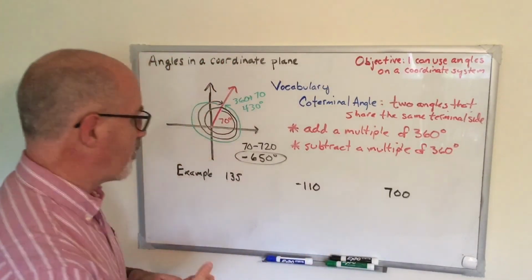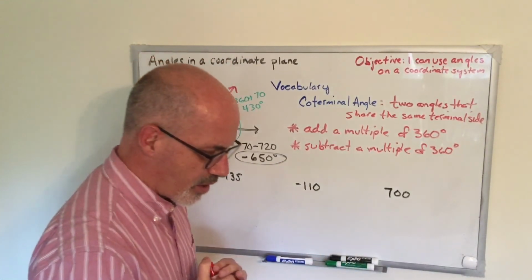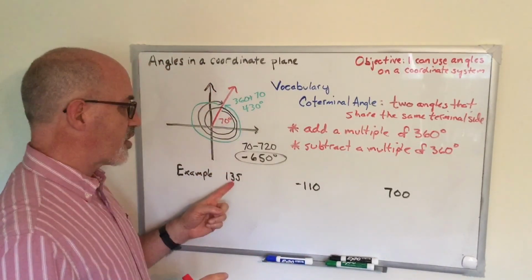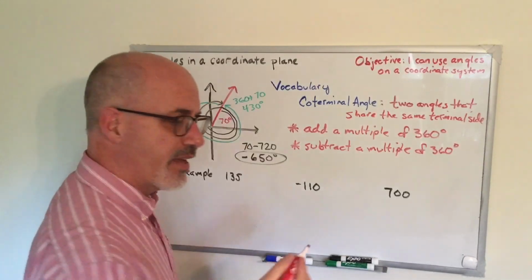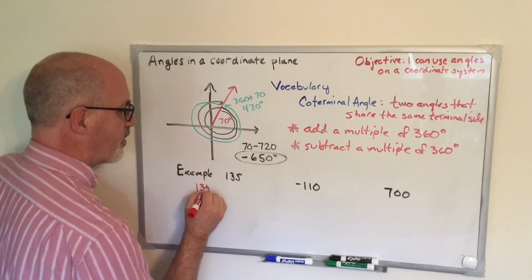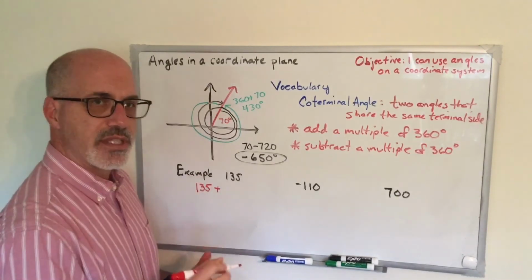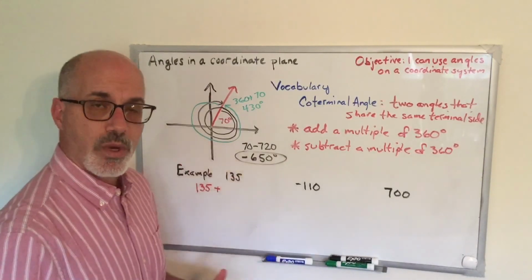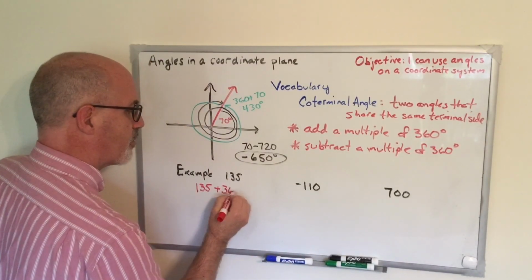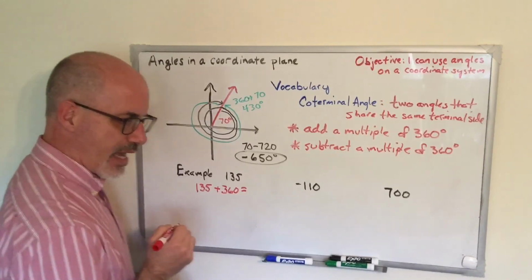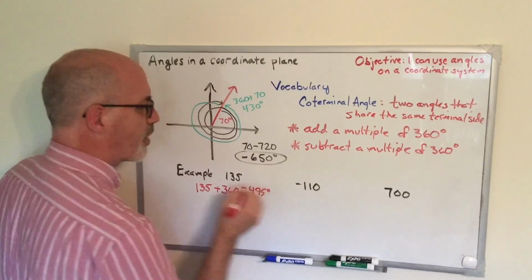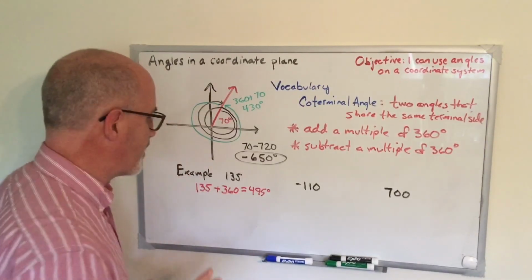Let's try an example. If I ask you here to find a positive and a negative angle that's coterminal with 135, to do the positive, all you have to do is take 135 plus a multiple of 360: 360, 720, 1080, add that on. I'm going to just do the first one and add 360 onto it. If you add 360 onto it, you get 495. So there's a coterminal angle. It ends in the same place as 135.